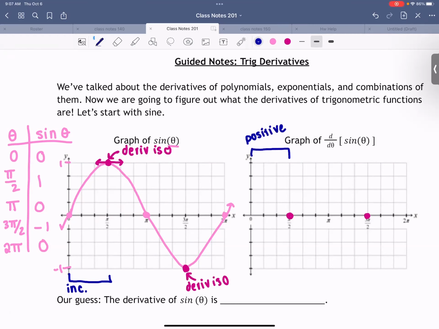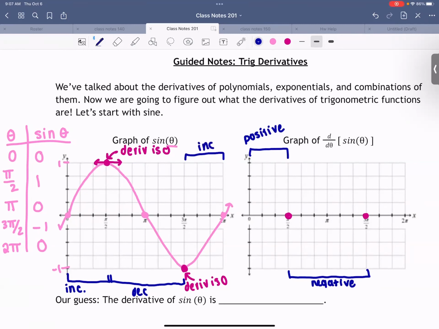Okay, from pi over 2 to 3 pi over 2, the graph is decreasing. What does that mean about the derivative? I mean negative. So from here to here, our derivative is negative. Okay, and then finally from 3 pi over 2 to 2 pi, we also have an increasing function, which translates into a positive derivative. All right. So, okay, this kind of gives us a little idea of what this graph looks like.